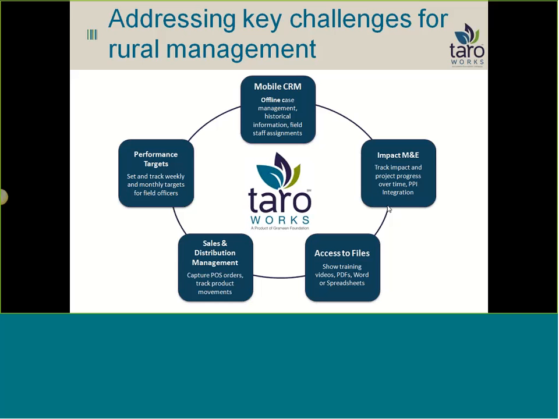And if you're not familiar with the PPI, the Progress Out of Poverty Index is a country-specific scorecard, about 10 questions each, that helps you estimate how likely a household is to fall under a particular poverty level. So that's helpful as you track progress of your program or your intervention. So that's sort of the features that we think set TaroWorks apart.